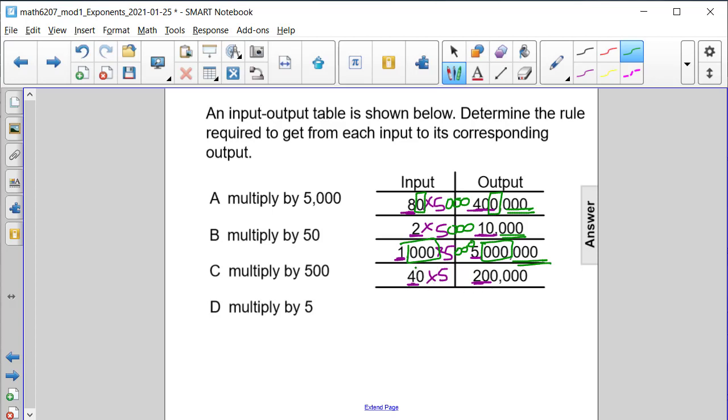And then 40 has 1 zero, so that takes care of this 0 that's here. And we have 3 again left over. So if we multiply 40 times 5,000, we will indeed get 200,000. So our answer choice here is A. We're multiplying each of these input values by 5,000 to get each output value.